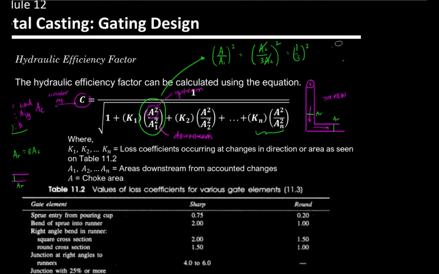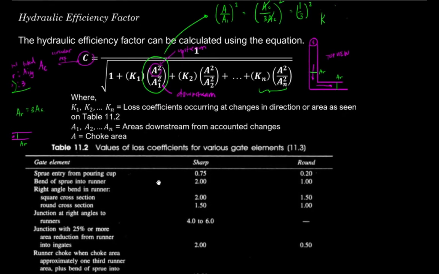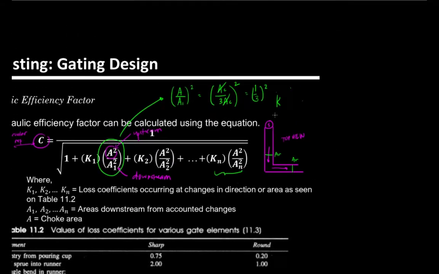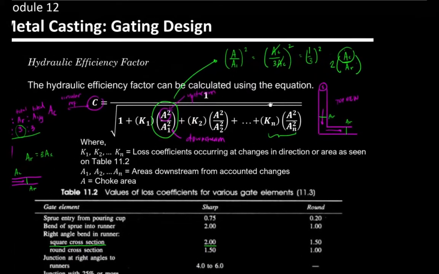So the correct way of solving this should be the loss coefficient for a bend, and for that bend, we can look at the table now. We can see that a right angle bend in a runner, and let's just assume this is a square cross section, is 2. So we have a loss contribution of 2 times the choke area divided by the runner area. So again, the numerator will always be the choke area. Okay, so that's all for the correction.